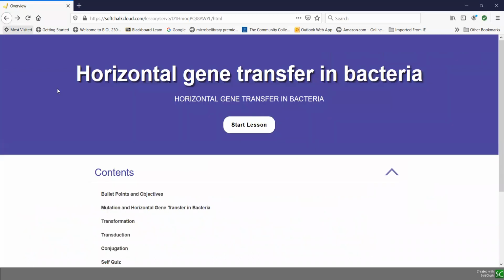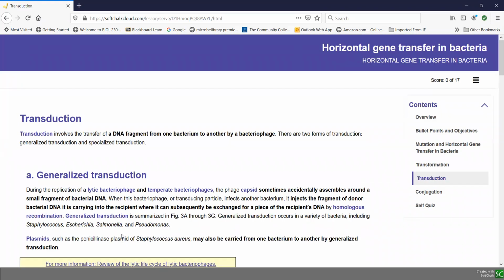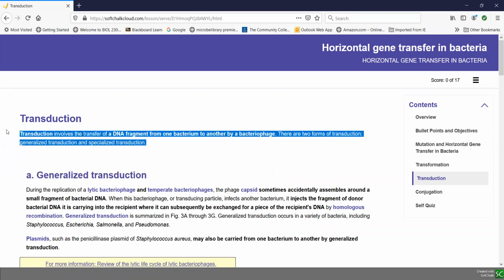Okay, if we go back to our table of contents, we see that the next topic, in fact, after transformation is transduction. Now, first of all, as you might remember from your take-home exam, this is our general description of transduction in general. Whereas transformation was transfer of DNA from a dead, degraded bacterium to a competent recipient bacterium, transduction is where a DNA fragment goes from one bacterium to another, but it's carried by a virus called a bacteriophage, a virus that only infects bacteria.